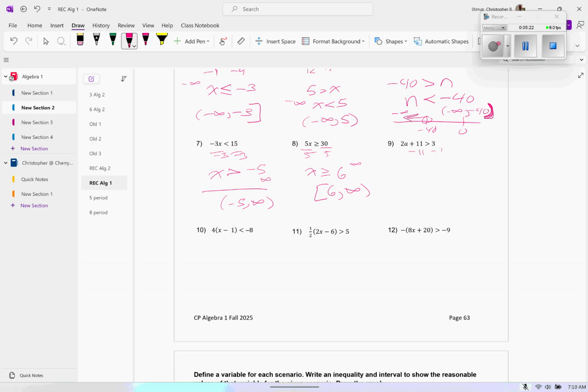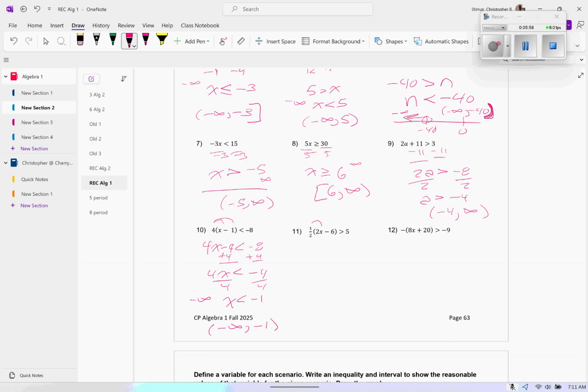This one we're going to subtract 11 from both sides. Divide each side by 2. Now, this is not negative, so the sign's going to stay the same way. So it's going to go from -4, soft bracket, because I don't have an equal sign, to infinity. On this one, I'm going to go ahead and distribute the 4 over the parentheses. Add 4 to both sides. Divide each side by 4. So x is less than -1. So this is pointing to negative infinity, so it's going to go from negative infinity to -1.